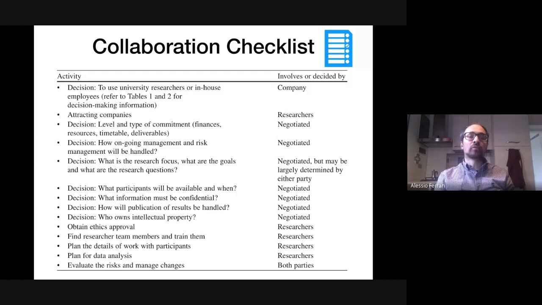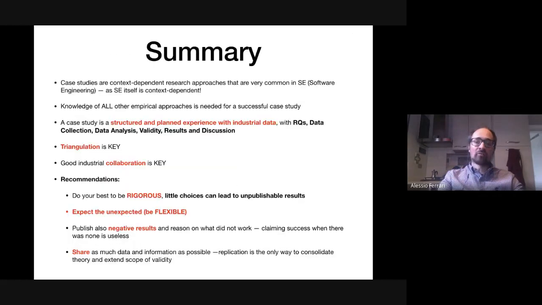Don't risk finding yourself in a situation in which you are running out of resources, you are running out of time. These are all bureaucratic aspects, planning aspects, but are extremely important for a successful case study. And the other details, you can read them by yourself.